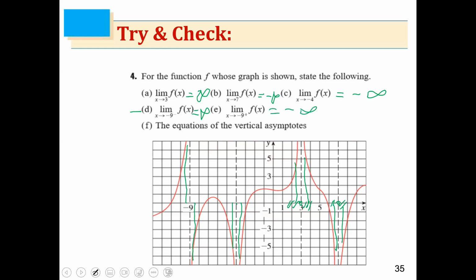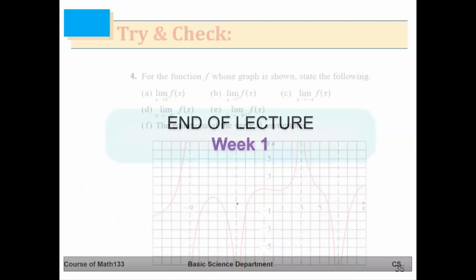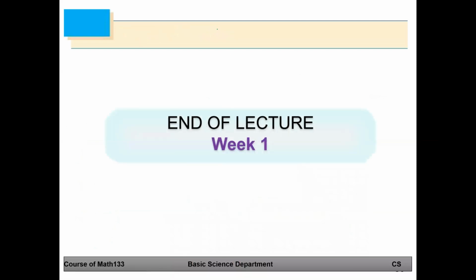Now, in F, I will conclude all the vertical asymptotes using the results that I found already. So clearly, x equal to 3 from A, x equal to 3 is a vertical asymptote. This is the answer for F. Then x equal to 7, since I found minus infinity. x equal to minus 4. And x equal to minus 9. So 1, 2, 3, 4 vertical asymptotes that we found in this example. And by this, lecture 2.2 is finished. Thank you.